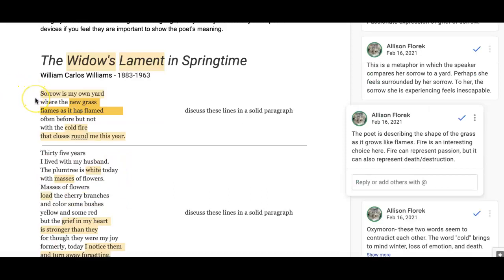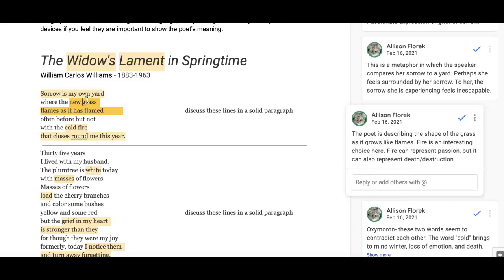All right, so let's take a look at the next few lines here. It says, "Where the new grass flames as it had flamed often before, but not with the cold fire that closes round me this year." So the first thing we need to look at is this line that describes the grass as flames and talks about how the new grass flames as it has flamed often before. Now, literally, it's saying that the grass looks like flames, so we're getting some imagery here, but the use of flames needs to be poked at a little bit.